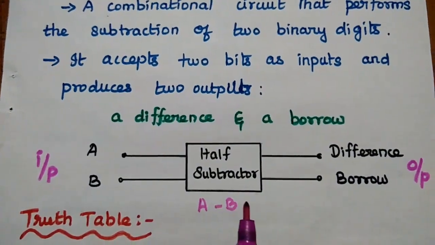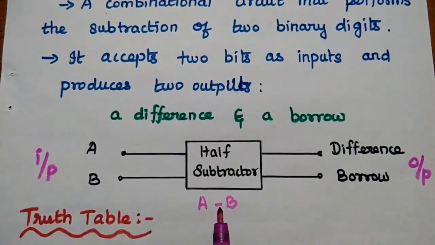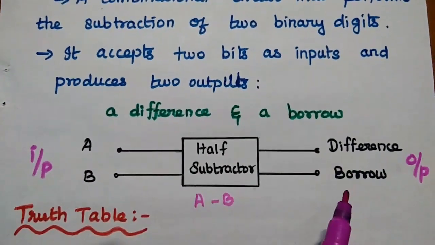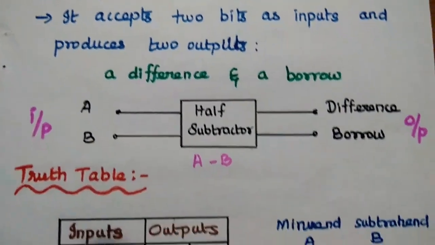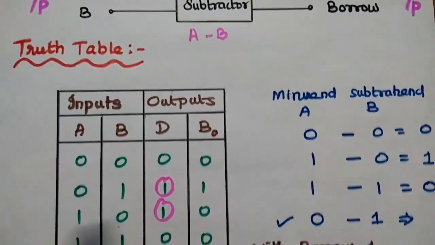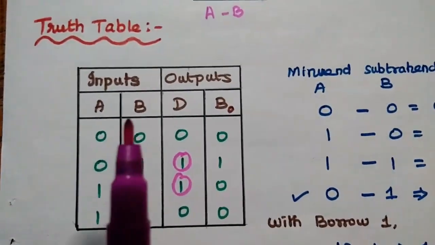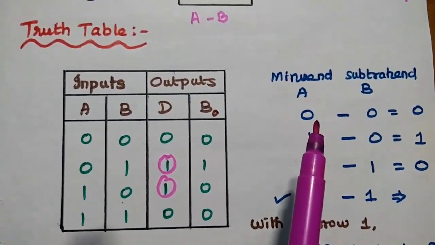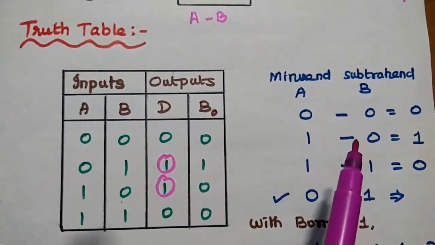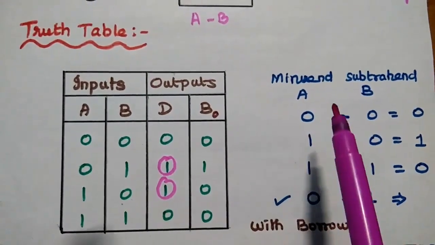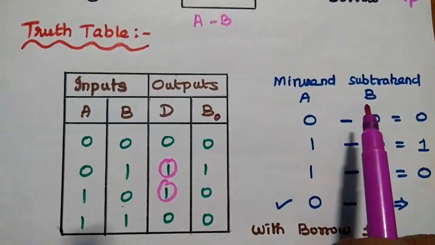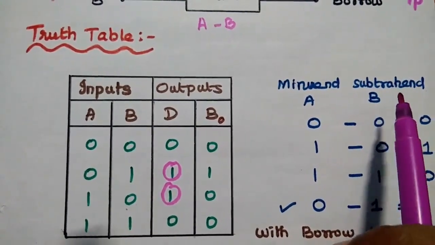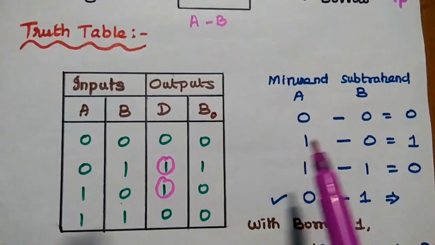This is the general diagram of half subtractor. A and B are the inputs, difference and borrow are the outputs. So before going to discuss the truth table, let's see the basic binary subtraction rule. So here we are going to subtract B from A. So here B is the subtrahend, A is the minuend.